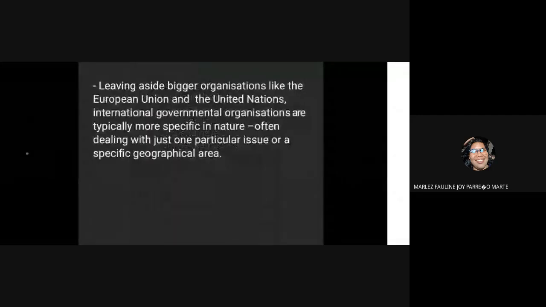Leaving aside bigger organizations like the European Union and the United Nations, international governmental organizations are typically more specific in nature, often dealing with just one particular issue or a specific geographical area. The work they do is often clear from their name.